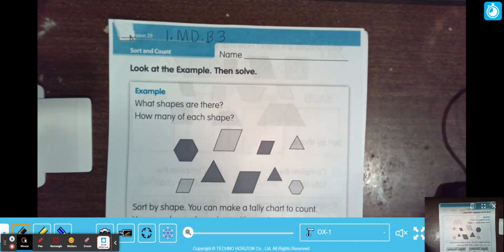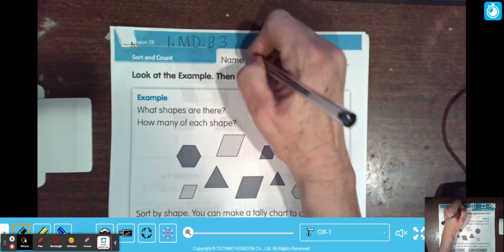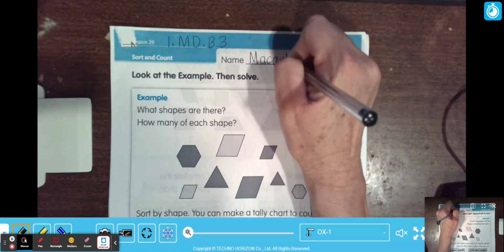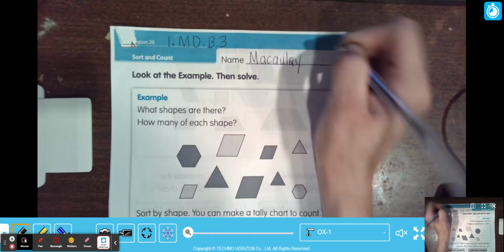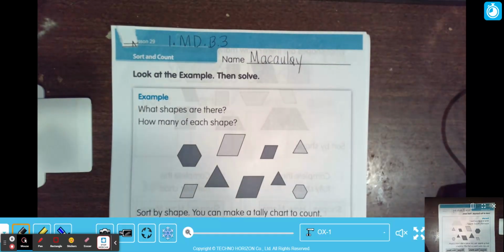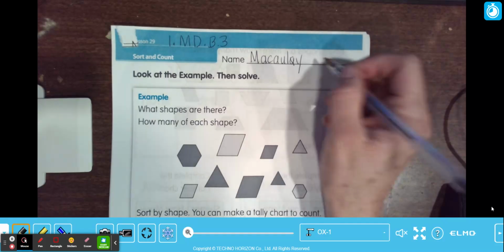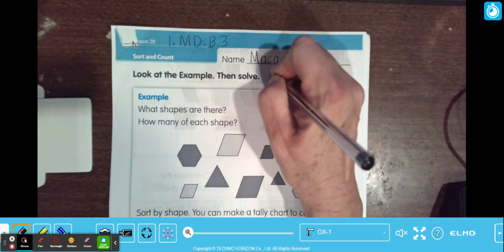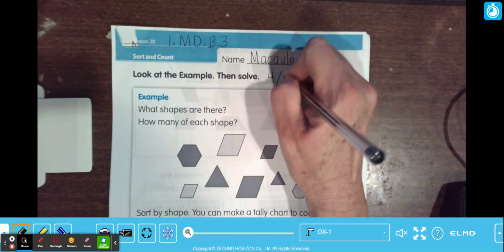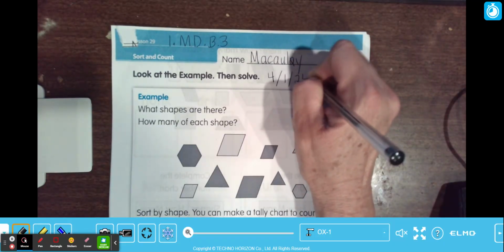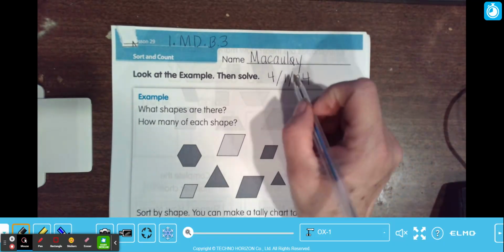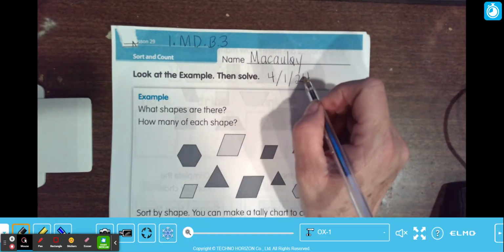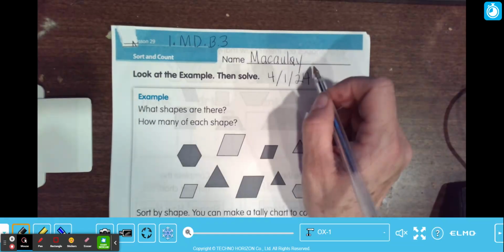Okay, so the standard, write your name up here. I'm going to write Macaulay. And then right here, you're going to write the date, okay, today's date. I don't know what today's date is for you. I'm just going to make up a date. I'm going to make up April 1st, 24. That's just a made up date. That's not your date, okay? You write your date here. And if you don't know your date, that's okay. Wait till you get to the classroom and write it there, okay?